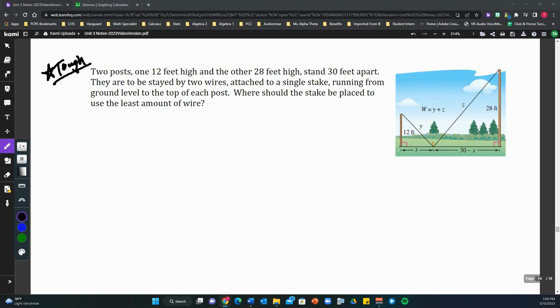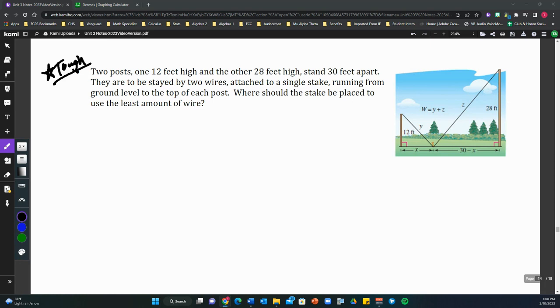All right, so let's dive into this one. This one says two posts, one 12 feet high, the other 28 feet high, so you can see that in the diagram here, stand 30 feet apart. So that's the total distance between the base of the two poles. They are to be stayed by two wires.